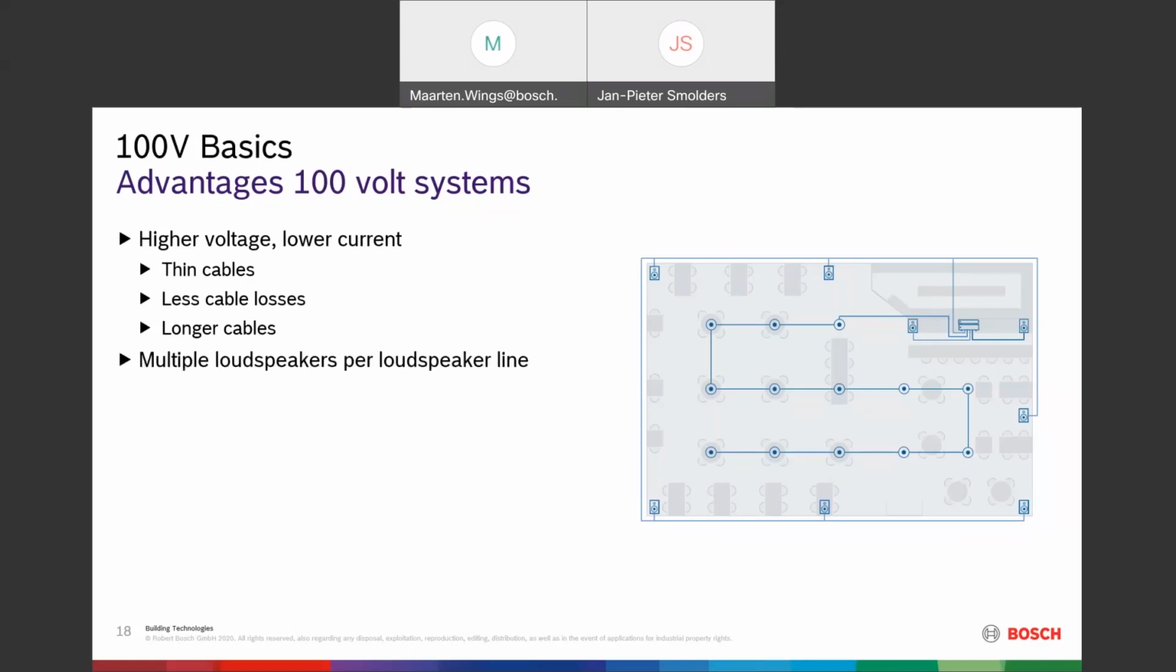You can have multiple loudspeakers on one loudspeaker line, like you see here on the right. It's very simple compared to the previous one with the low impedance connections, where you had to run all these loudspeaker cables to one or two loudspeakers. Now with 100 volt, you can put every loudspeaker on the same loudspeaker line, just in parallel. You can see there's one big line here, those ceiling speakers. It goes from the amplifier up to the last one.